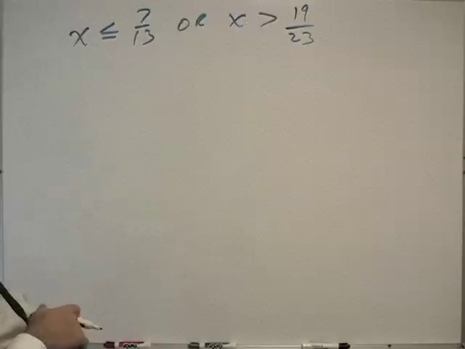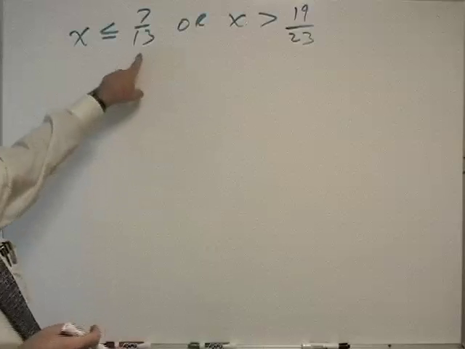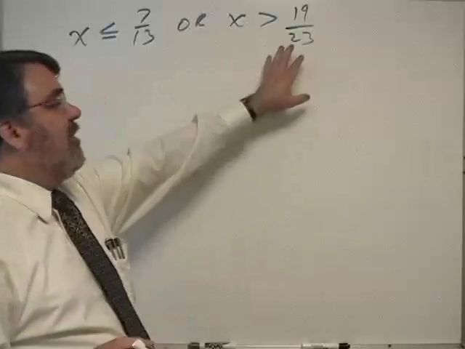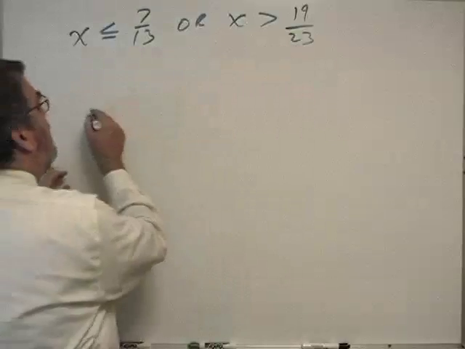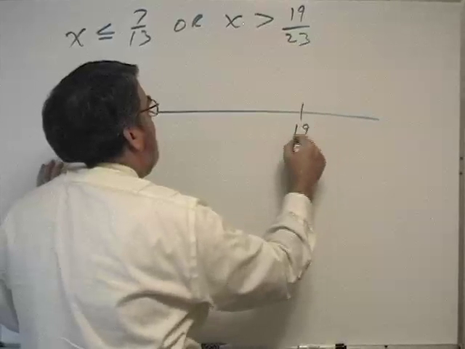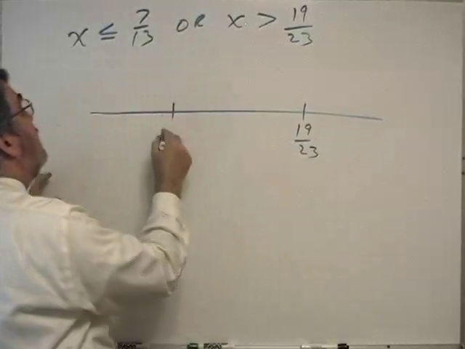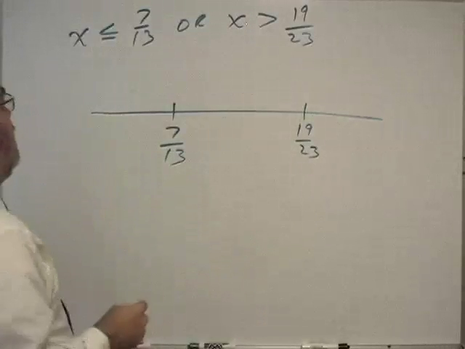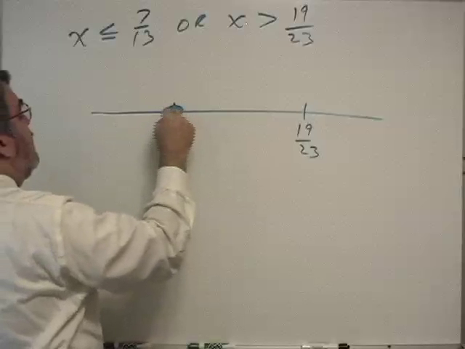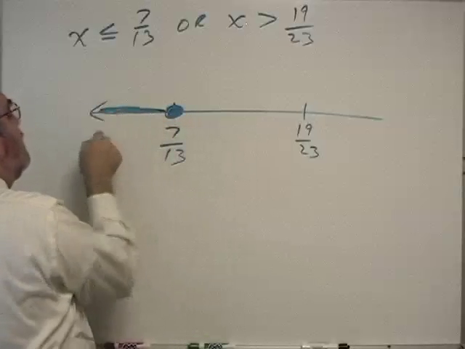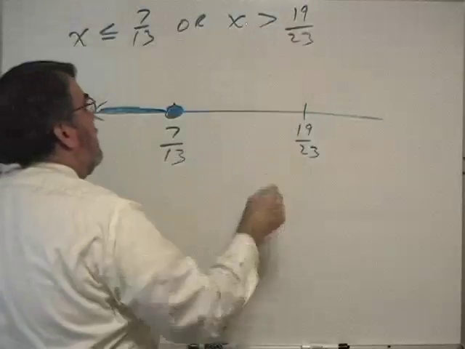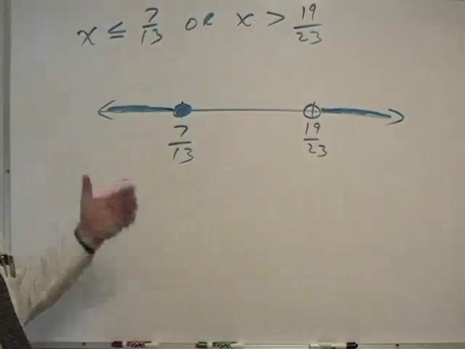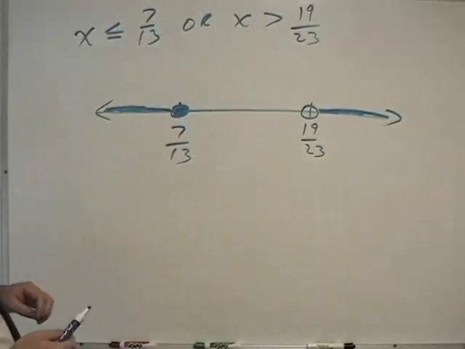Well, the first thing to decide is which number is bigger than the other. 7/13 is pretty close to 1/2, and 19/23 is closer to 1, so actually this number is larger than that one. So on the number line, I'm going to put 19/23 to the right of 7/13. I'm not going to worry about any other scale numbers. Less than or equal to, closed circle, shade to the left, arrow. Greater than, open circle, shade to the right, put an arrow. So there's a graph of this compound inequality.